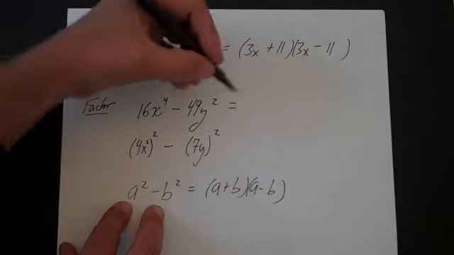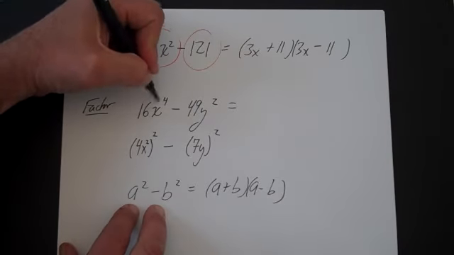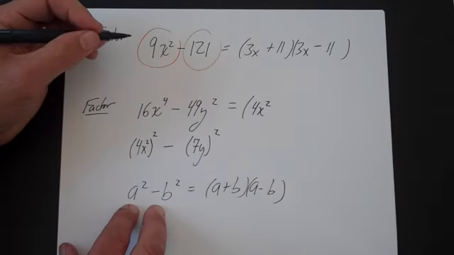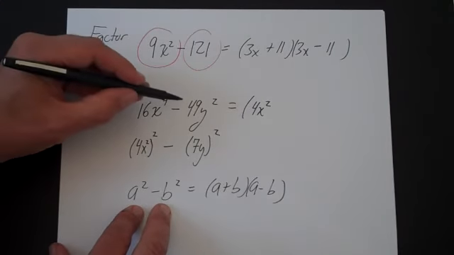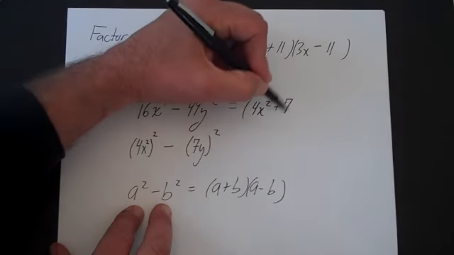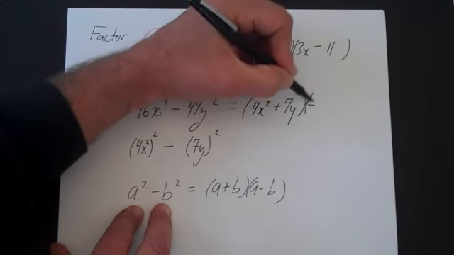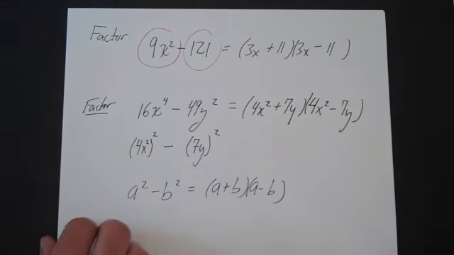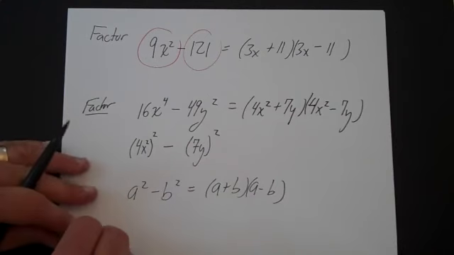In this case, a squared is 16x to the 4th, so a is going to be 4x squared. b squared is going to be 49y squared, so b is just 7y, so that's plus 7y. And then it's 4x squared minus 7y. And that's how you factor the difference of two squares.